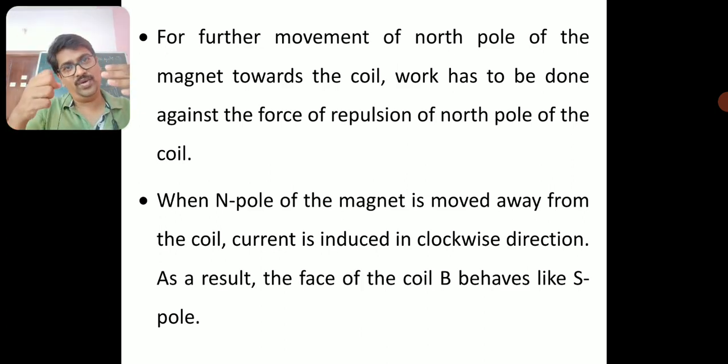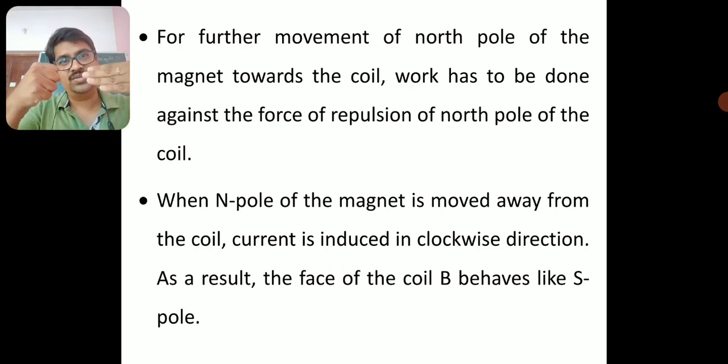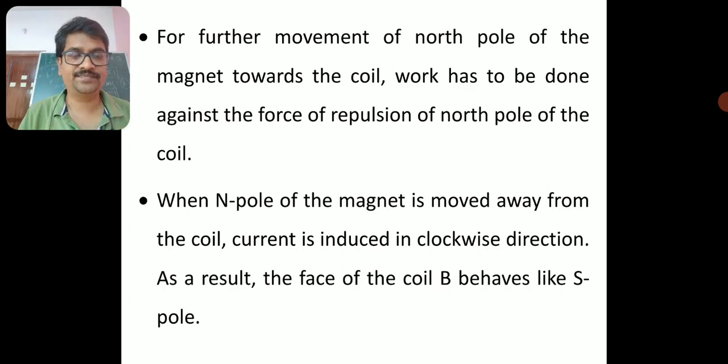Now, the current is produced and a north pole is produced in the coil, and you still want to move the north pole towards the coil, which is opposing it. So if you want to move it, you need to do some work. Work has to be done to move this magnet against the force of repulsion of the north pole which is produced in the coil.